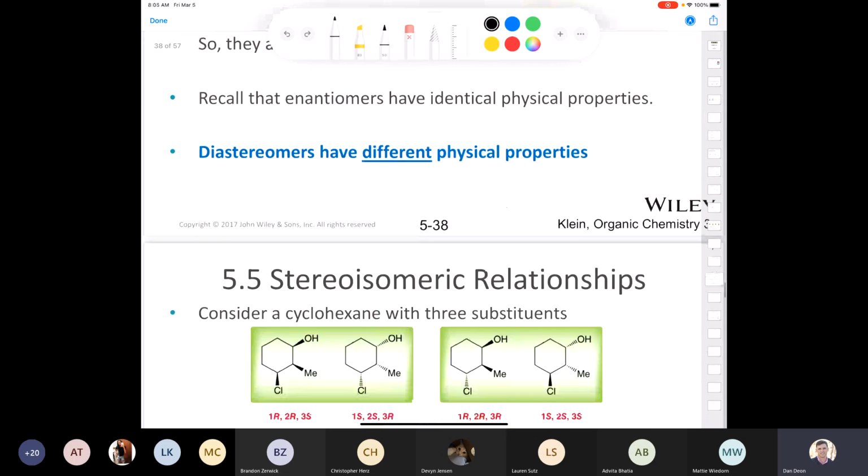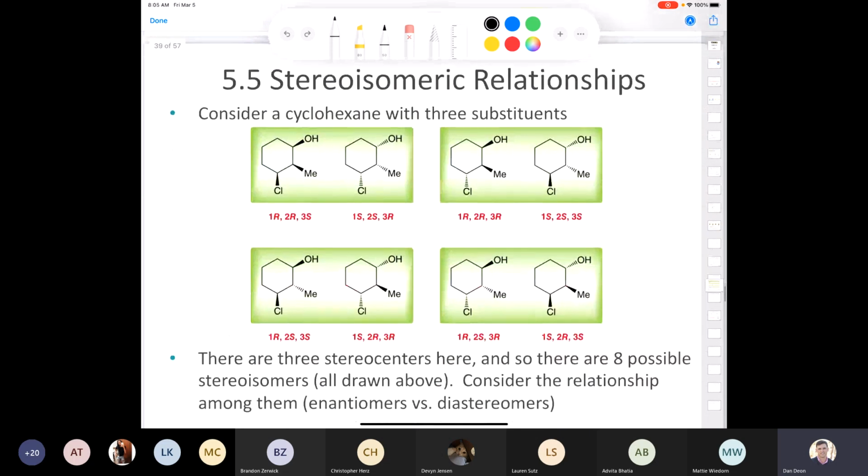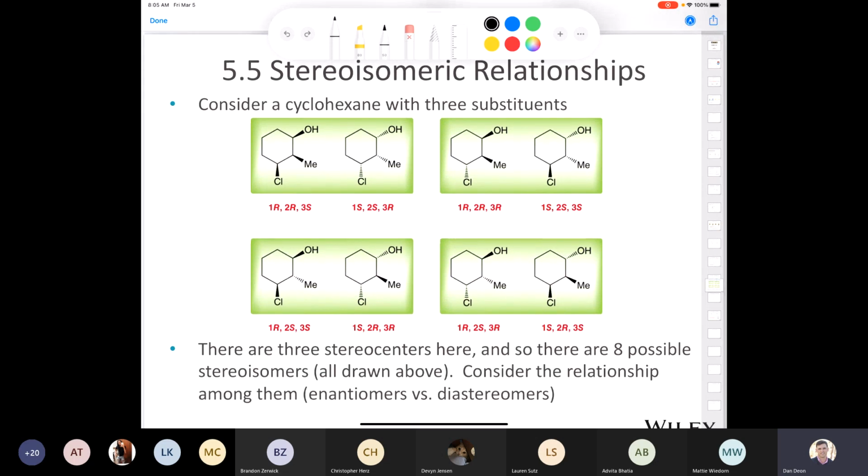Well, let's expand this definition of diastereomers and take a look at it from the point of view of chiral centers. So if you have a cyclohexane, you guys all know what cyclohexane is. If you have a cyclohexane with three substituents, like I have shown here in this circle, we have three stereocenters in this molecule. We have one here, we have one here, and we have one here. So the three stereocenters, if we assign their relative stereochemical configurations, we have 1R, 2R, and 3S, right? That's the configuration of the three chiral centers. 1, 2, 3. So we have R, R, and S.